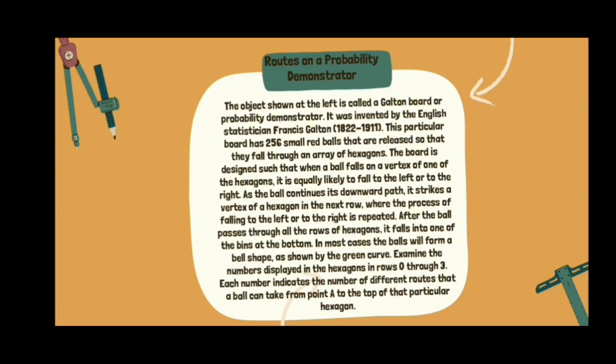Okay, so this is how the Galton board works. A ball is dropped from the top point A and moves downward through a grid of hexagonal pegs. At each peg, the ball has an equal chance of moving left or right. Since each ball takes a random path, the number of ways it can reach a particular bin at the bottom determines how many balls land there. The bins in the center have more possible paths leading to them, so they collect the most balls. This forms a bell curve or normal distribution.